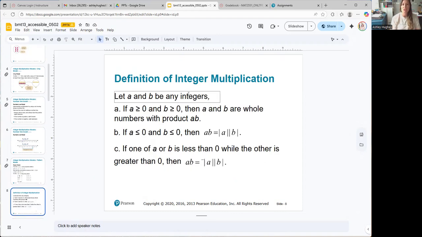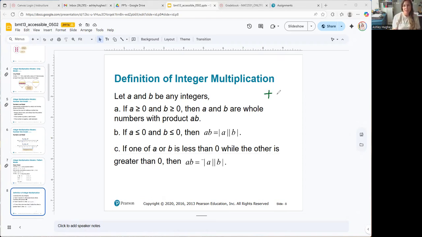But here are the rules for integer multiplication. If they're both greater than 0, then A and B are whole numbers with the product AB. If they're both less than 0, then you basically are going to make it positive, right? If they're both negative, when you multiply them together, you get a positive number. If either A or B is less than 0, so all of this is really simple.